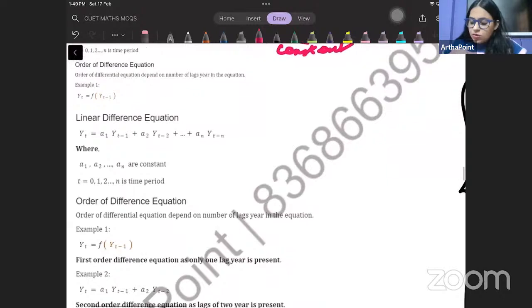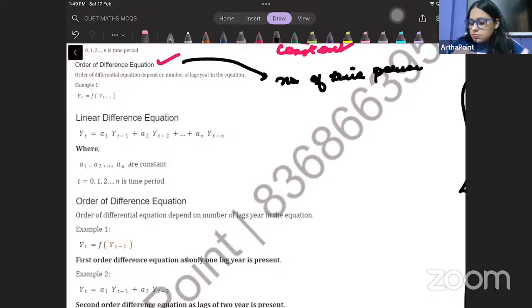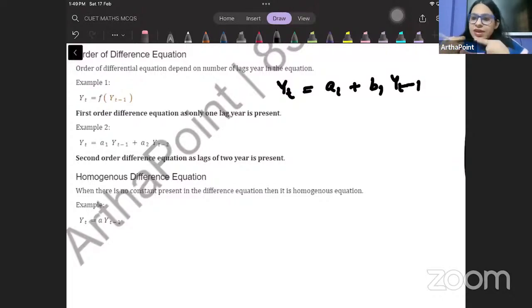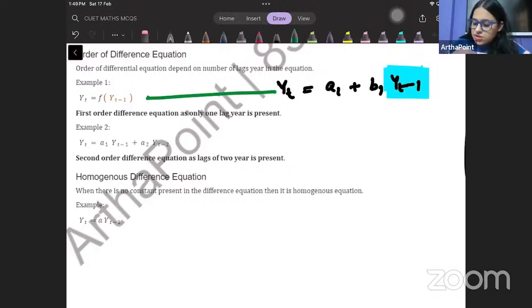Okay, now here we are seeing the order of a difference equation. The order of a difference equation is nothing but the number of time period lags. For example, if I say yt is equal to a1 plus b1 yt minus 1, then I am going only one time period back, just 1 year back, only till yt minus 1. Then the order of this difference equation will be 1.